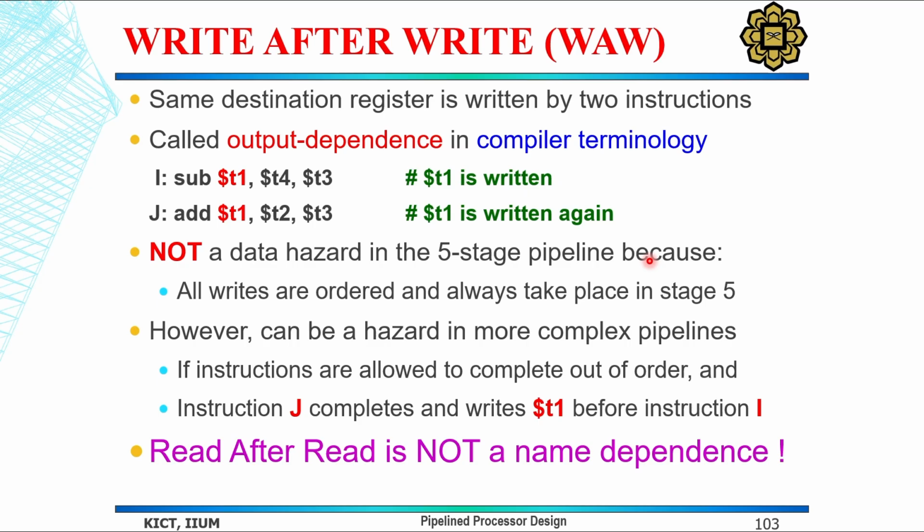However, it can be a hazard in more complex pipelines if instructions are allowed to complete out of order, when instruction J completes and writes to T1 before instruction I.